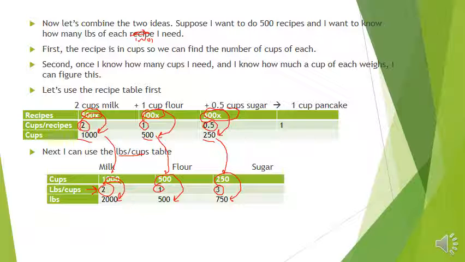So 1,000 cups of milk plus 500 cups of flour plus 250 cups of sugar. Okay, and that will make 500 cups of pancakes, 500 recipes. All right, well, that's the same as measuring out 2,000 pounds of milk, 500 pounds of flour, and 750 pounds of sugar.